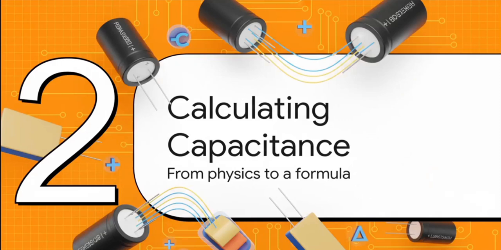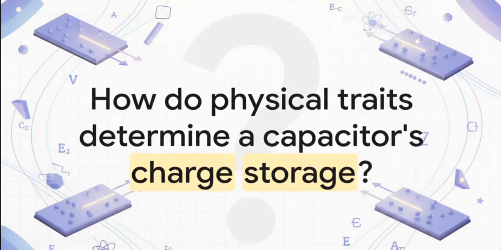Okay, so we've got this key relationship between charge, capacitance, and voltage, but let's get practical. How does the actual physical shape of a capacitor, its construction, affect its ability to store charge? Where does that C value come from? Well, the cool thing is we don't have to guess. It's not just trial and error. We can actually use a couple of fundamental physics principles to derive a formula that links a capacitor's physical size and shape directly to its capacitance.